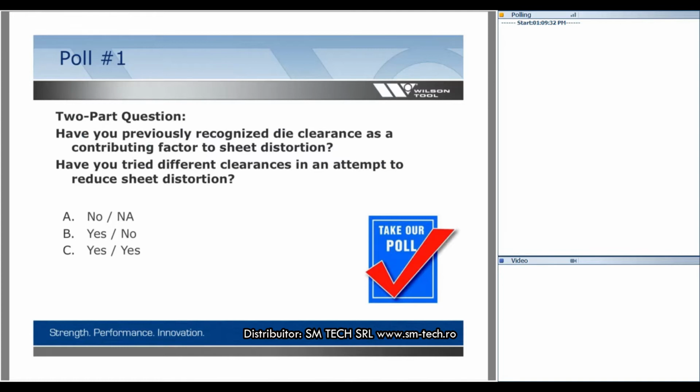So at this point, I'd like to take a small poll, 2-part question. Have you previously recognized die clearances as a contributing factor to distortion? And then if you have, have you played and tried different clearances in an attempt to reduce that distortion? So if you could use the poll question box in the lower right-hand corner of your screen, that would be appreciated.